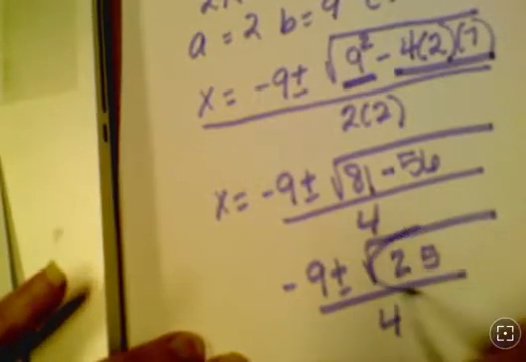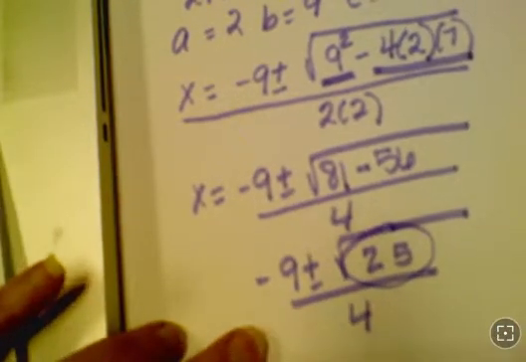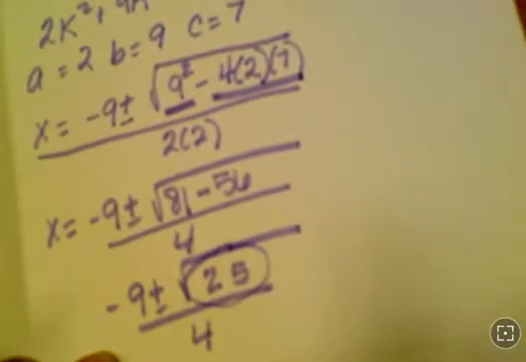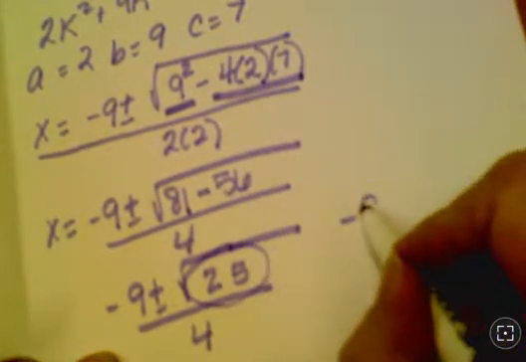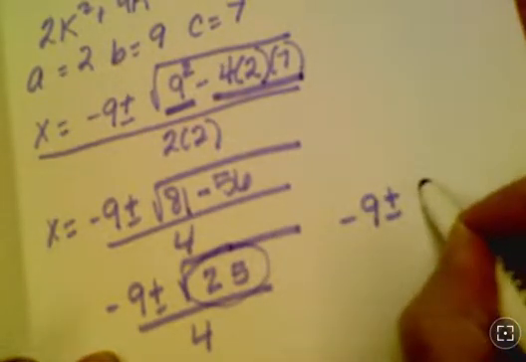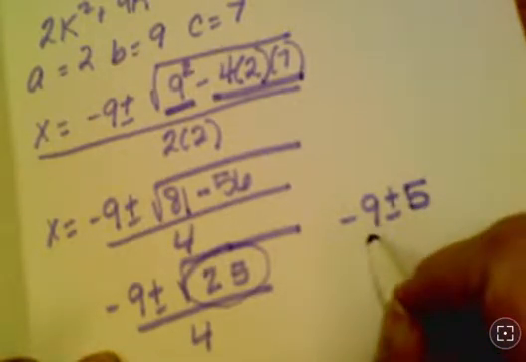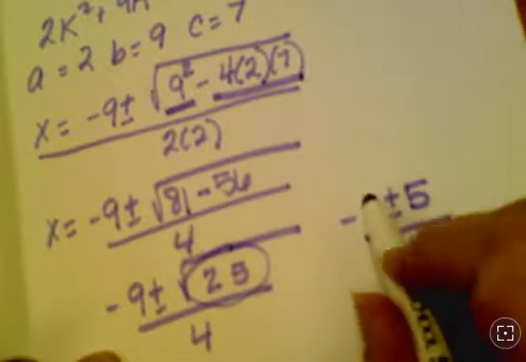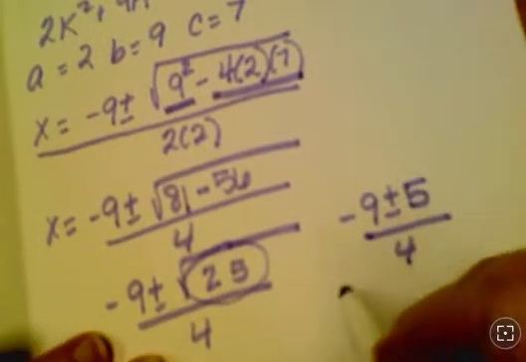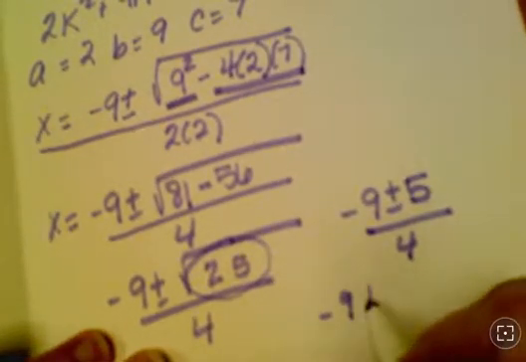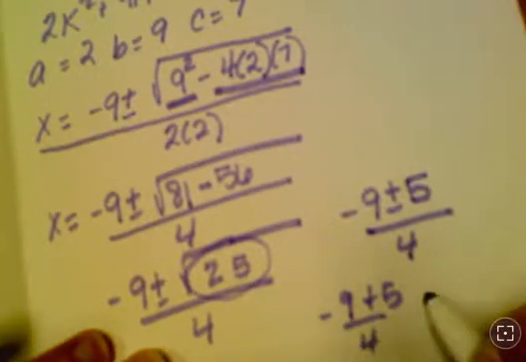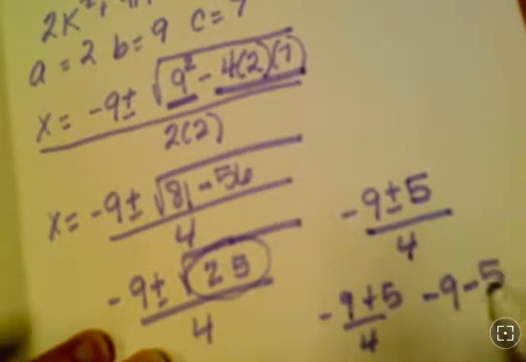Now I can simplify this. 25 is a perfect square, so I'm going to go ahead and simplify it. I get negative 9 plus or minus, and because I took the square root of it already, 5 comes out from underneath the square root, all over 4. So now I have two problems really right here. A negative 9 plus 5 over 4 and a negative 9 minus 5 all over 4.